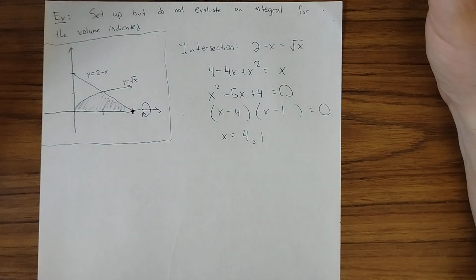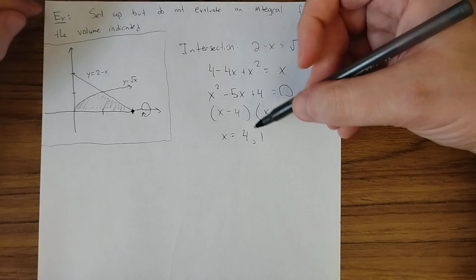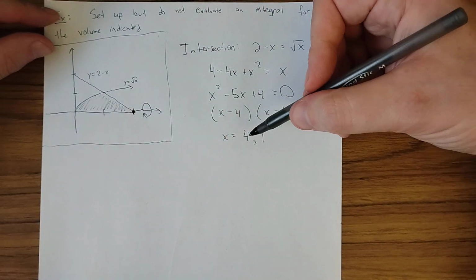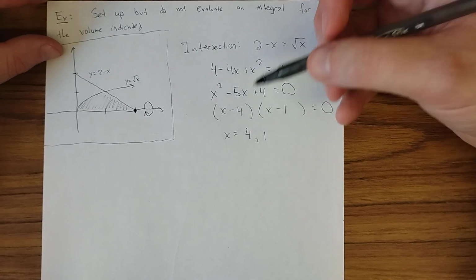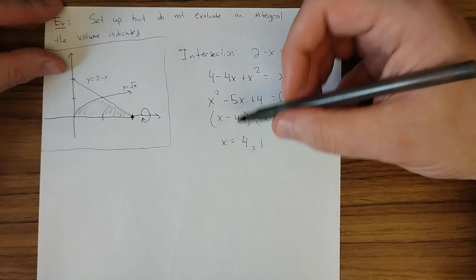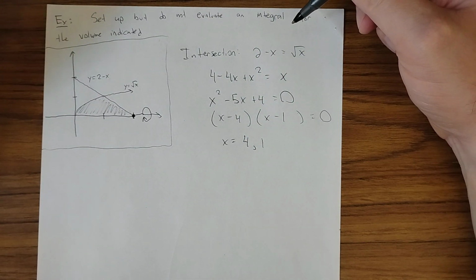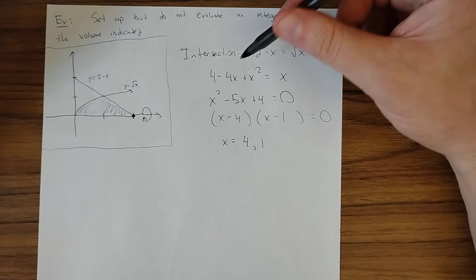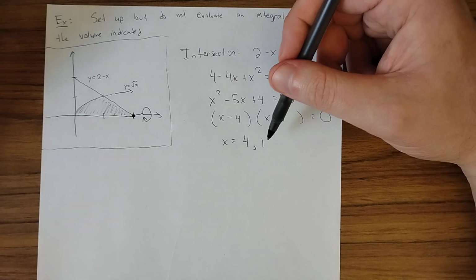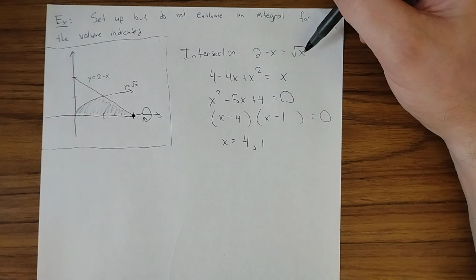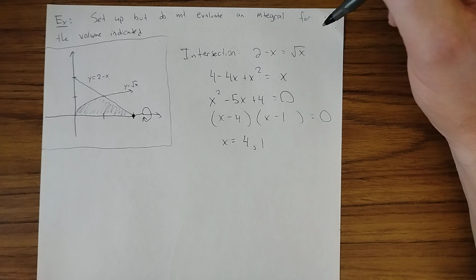So x equals 4 or 1. Now 1 I can believe. 4 seems kind of weird, but we did something when we solved this that can introduce extraneous solutions. An extraneous solution is an answer that you get that doesn't actually satisfy the original equation.